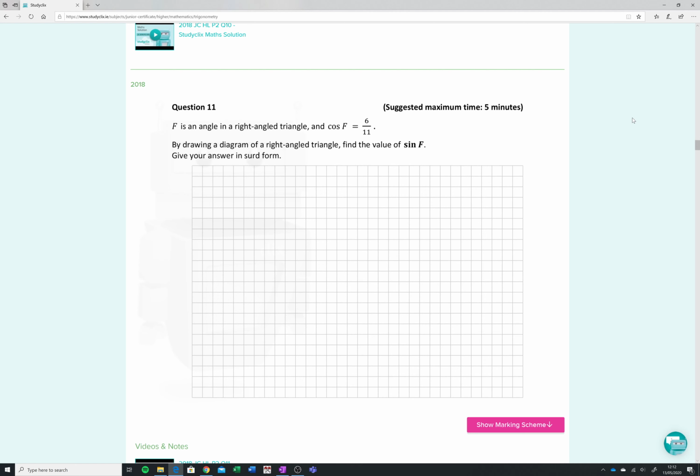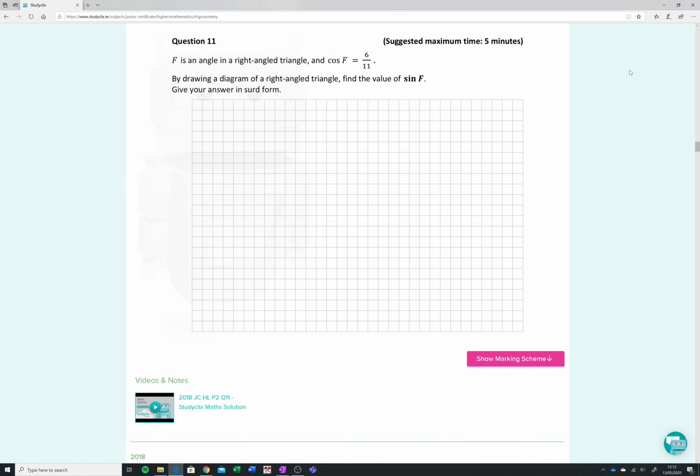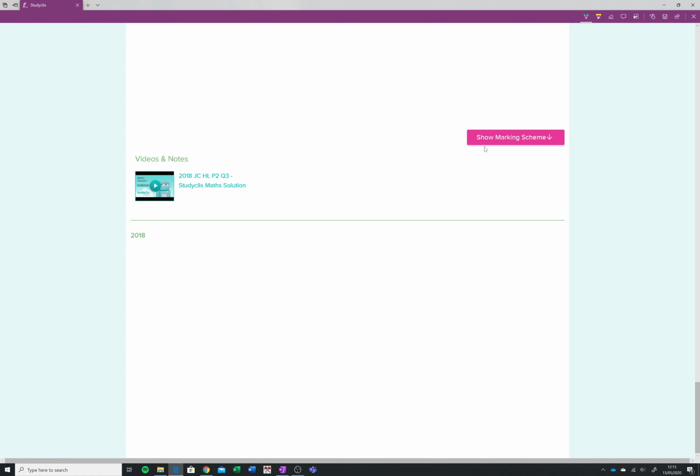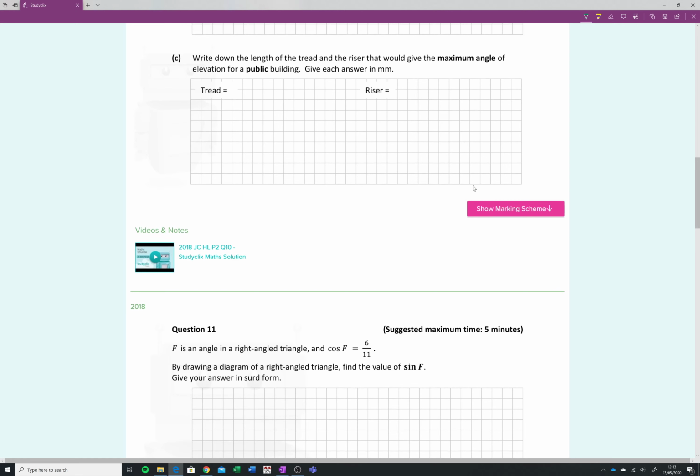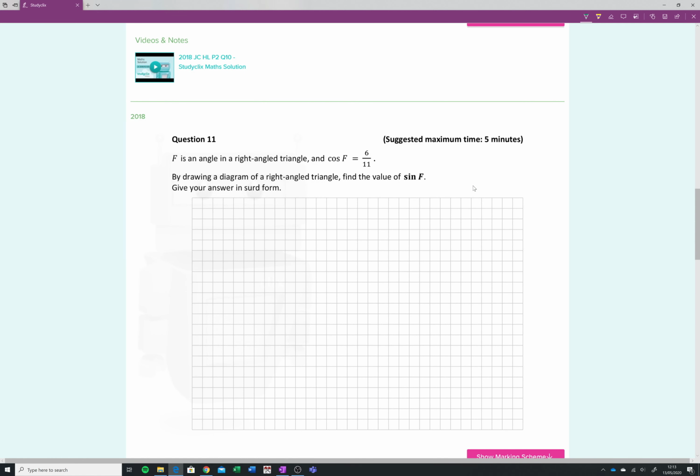Okay, well here's a trigonometry one straight away. So question 11. Let's see, does this work? Yeah. Okay. So it says f is an angle in a right angle triangle, and cos of f is equal to 6 over 11. By drawing a diagram of a right angle triangle, find the sine of f.